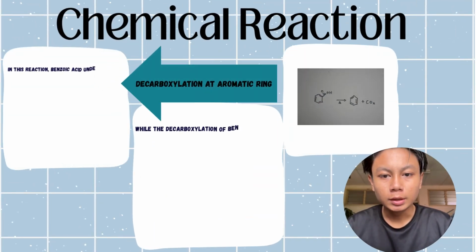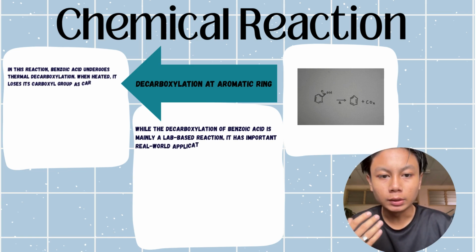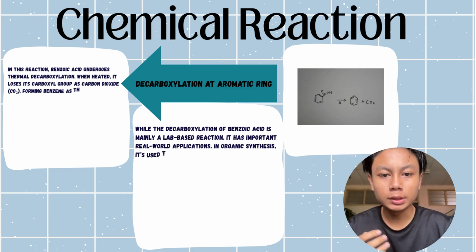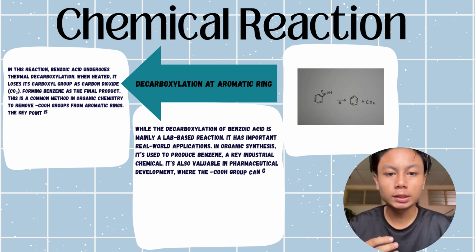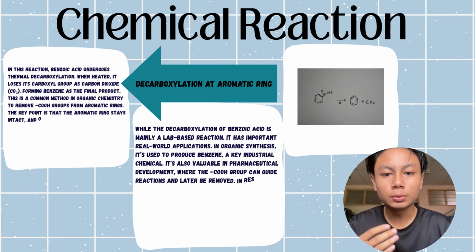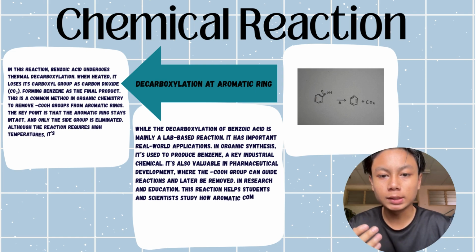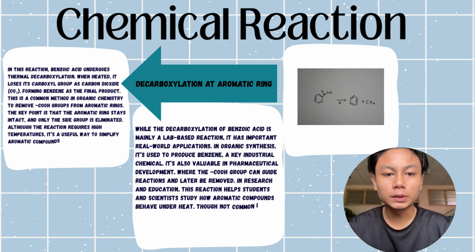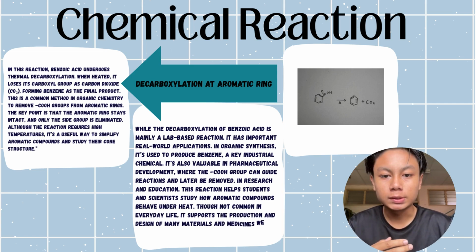In this reaction, benzoic acid undergoes thermal decarboxylation. When heated, it loses its carboxyl group as carbon dioxide, CO2, forming benzene as the final product. This is a common method in organic chemistry to remove COOH groups from aromatic rings. The key point is that the aromatic ring stays intact, and only the side group is eliminated. Although the reaction requires high temperatures, it's a useful way to simplify aromatic compounds and study their core structure.